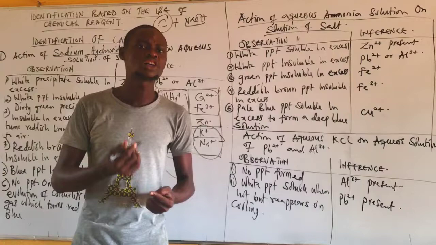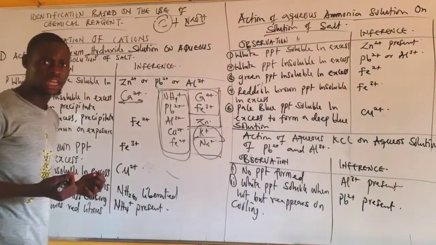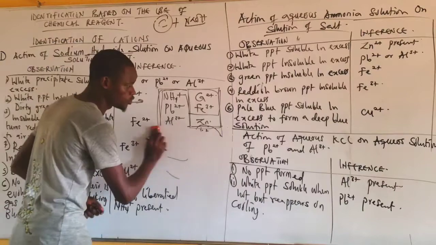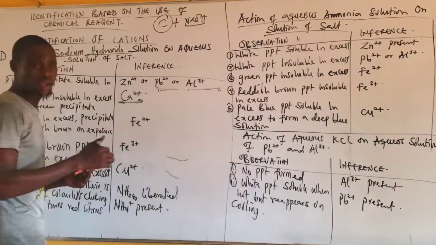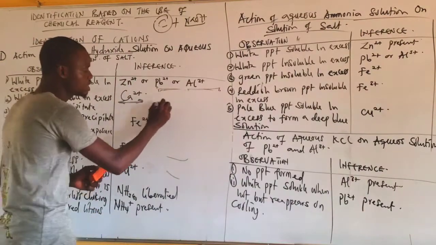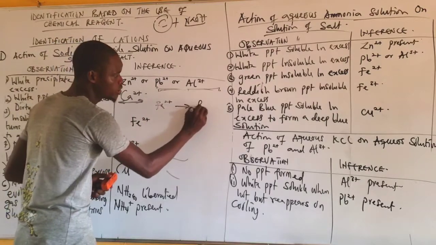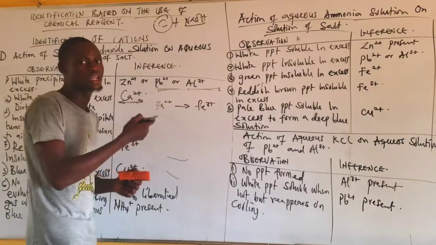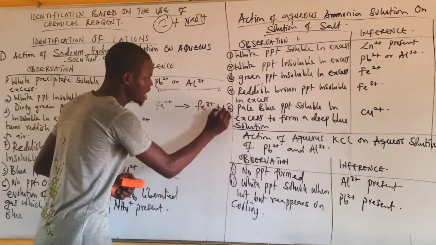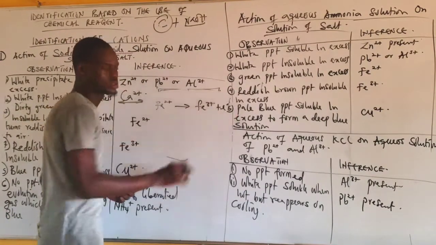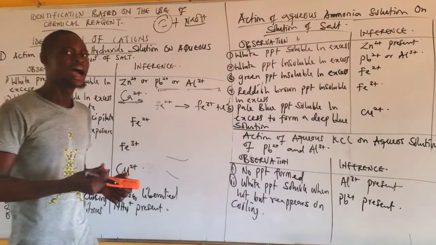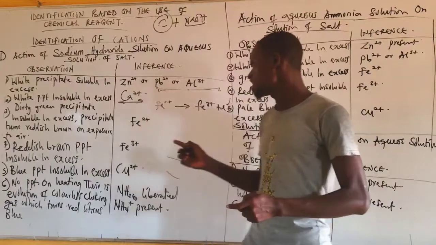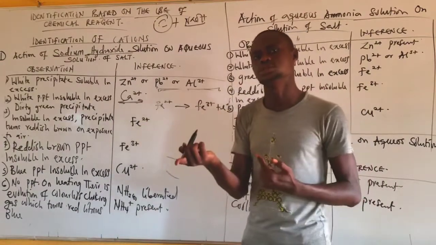What has happened? Oxidation has occurred. Iron 2 ion will automatically oxidize itself. When you expose it to air, iron 2 ion will automatically oxidize to form iron 3 plus. Why? It forms this iron 3 plus by losing an electron. Are you getting what I mean? When iron 2 ion oxidizes, it loses an electron.